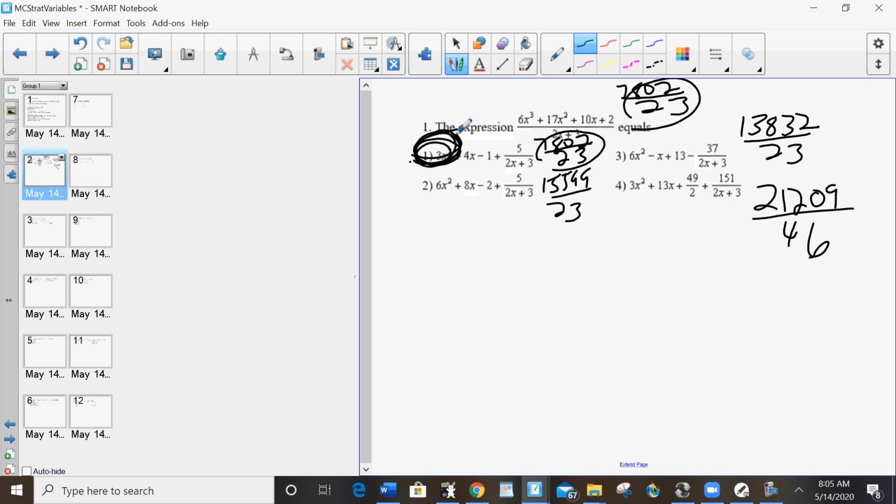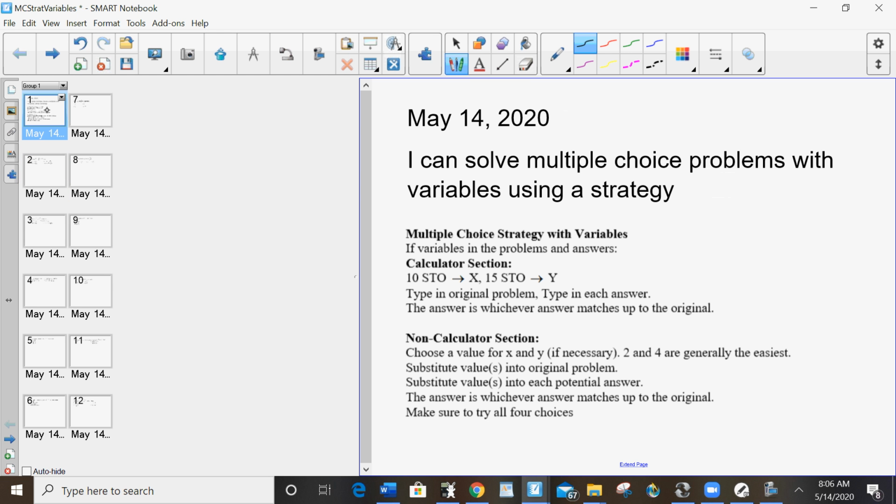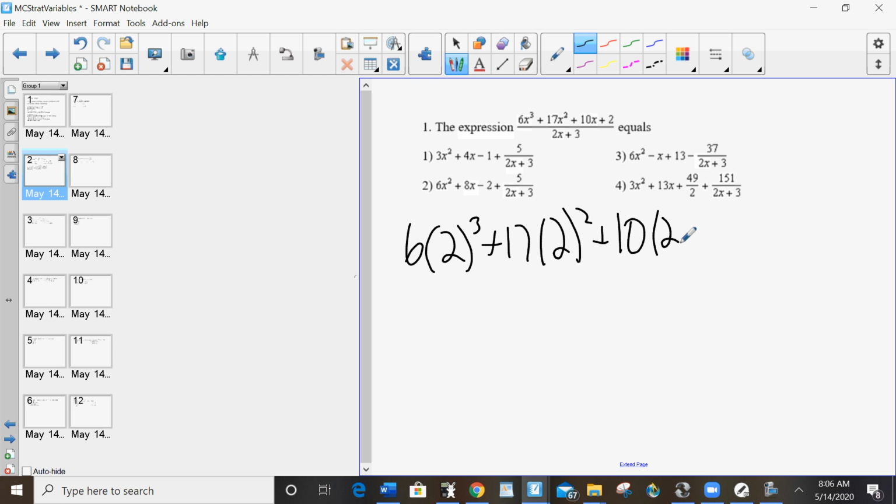Now, how would I do this one without a calculator? It's the same concept. I'm going to substitute a value in for x. Now, I'm going to use something a little bit smaller than 10. I'm going to use 2, and I'm going to use 4 if I have a second value. And I'm basically going to plug in 2 into the original problem. 6 times 2 cubed plus 17 times 2 squared plus 10 times 2 plus 2 over 2 times 2 plus 3.